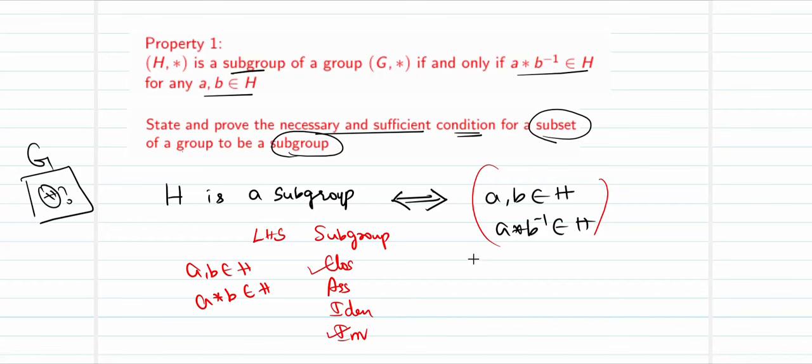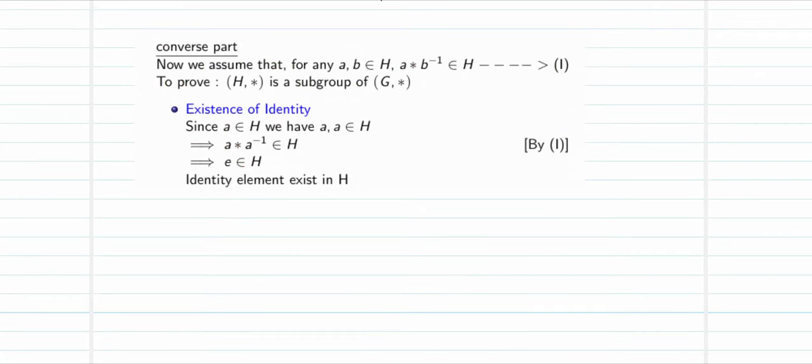Now moving in the vice versa way, what we are going to assume is that for any elements A, B belonging to H, A star B inverse belongs to H. I need to show that closure, associativity, identity and inverse are going to be true for the set H. Let's catch on with it one after the other. In the converse part, we assume that A star B inverse belongs to H for any A, B belonging to H, to prove H star is a subgroup.